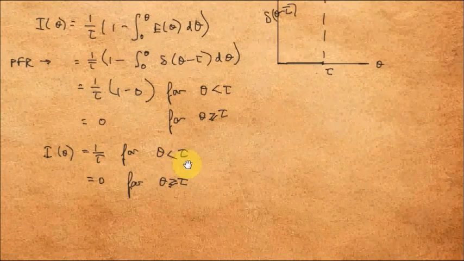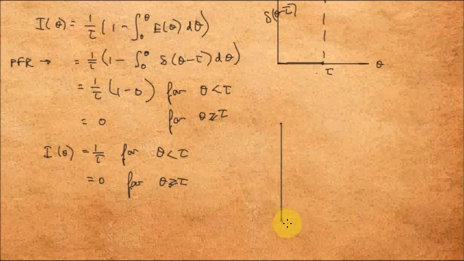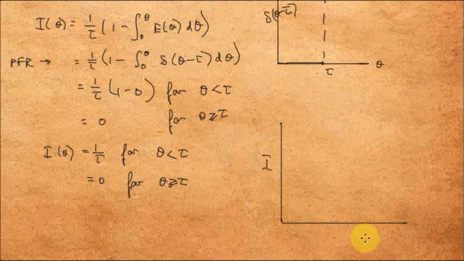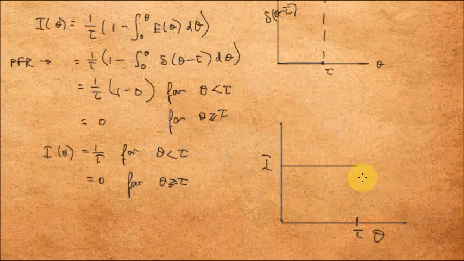And if you were to plot this, I of theta, we've got a tau here, so it's 1 over tau, and we know tau is some finite positive number, so it's going to be somewhere there, and then it drops to 0 just past the tau. So that's there, and it's 0 after that. Okay, so that's our model then.